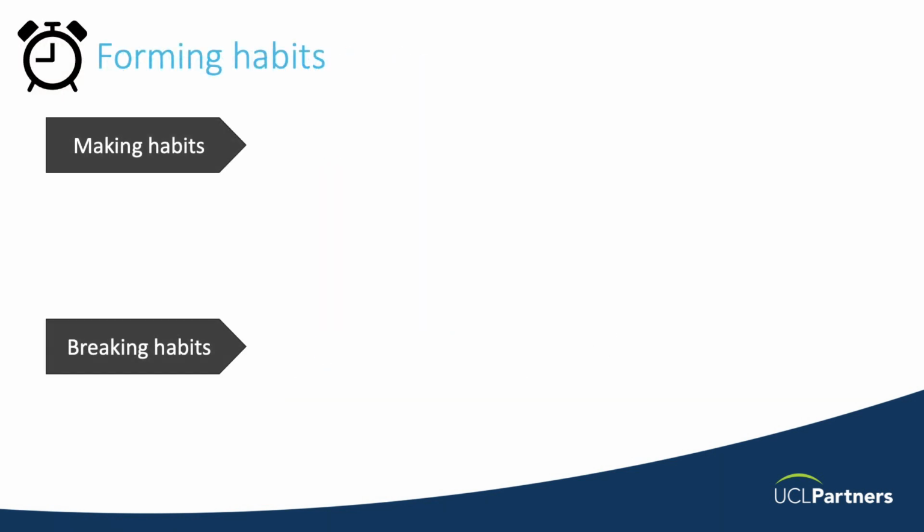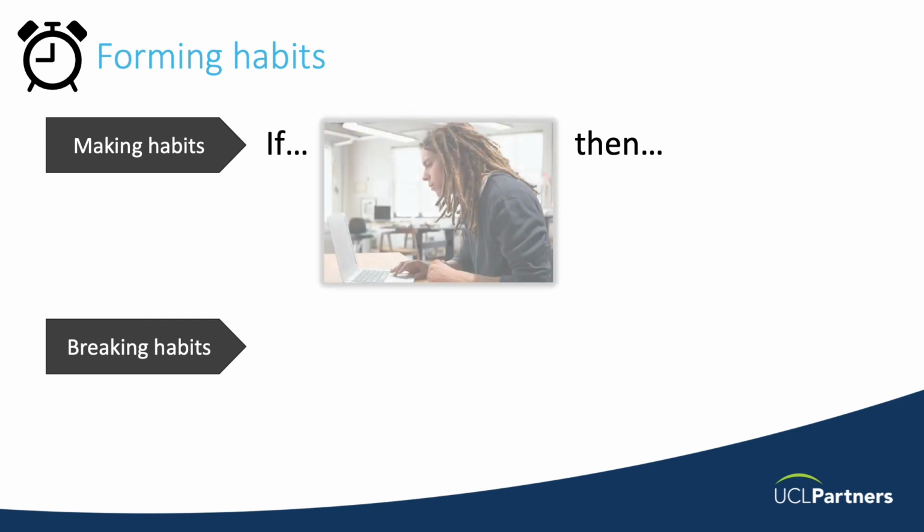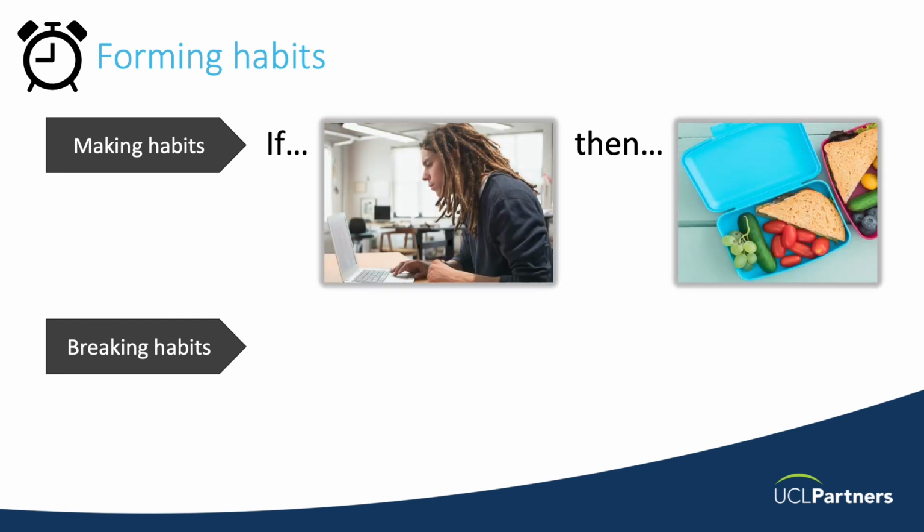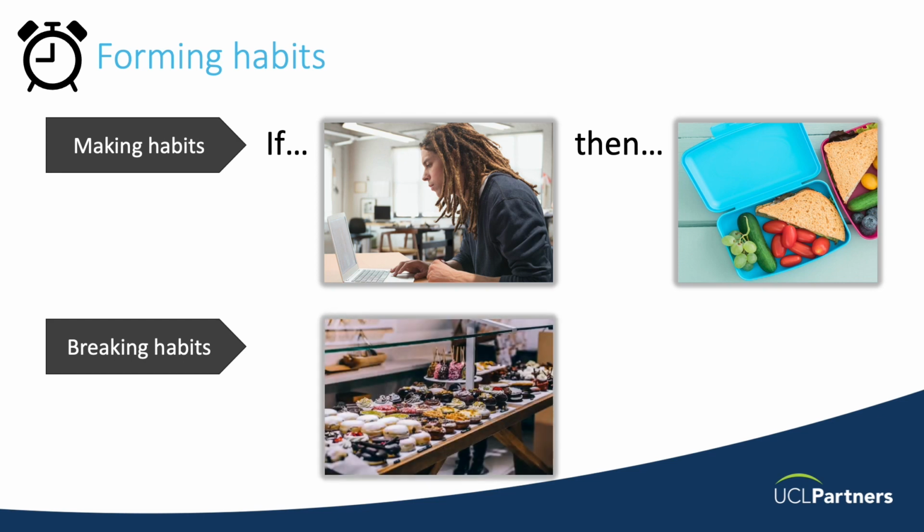Forming habits. Maintaining behaviour change is easier if it becomes a habit. Habits are created when a behaviour is repeated in the same context. This might be the same time of day, in the same place, or at the same time as another existing habit. These are also known as if-then rules. For example, if I'm working in the office, then I will bring my own lunch in with me. Habits can also be broken by replacing them with a different behaviour or avoiding the context that triggers this habit. For example, avoiding walking past the bakery where you buy a cake every day if you're trying to eat more healthily.